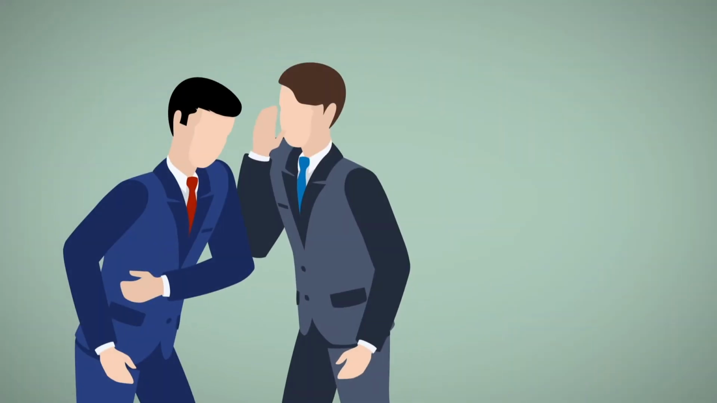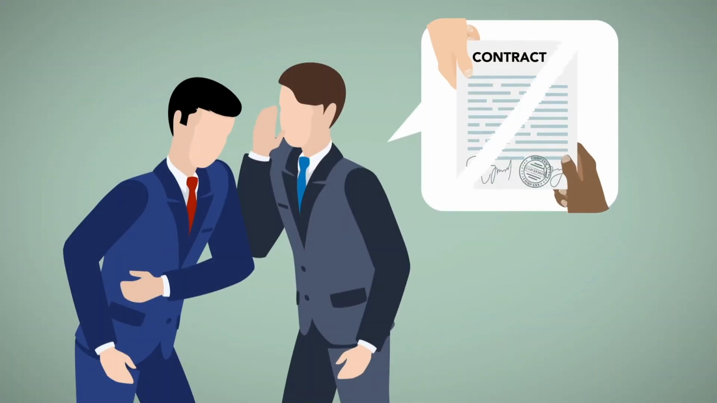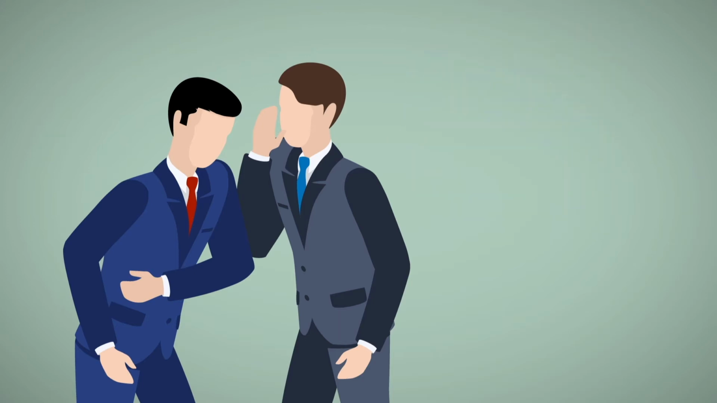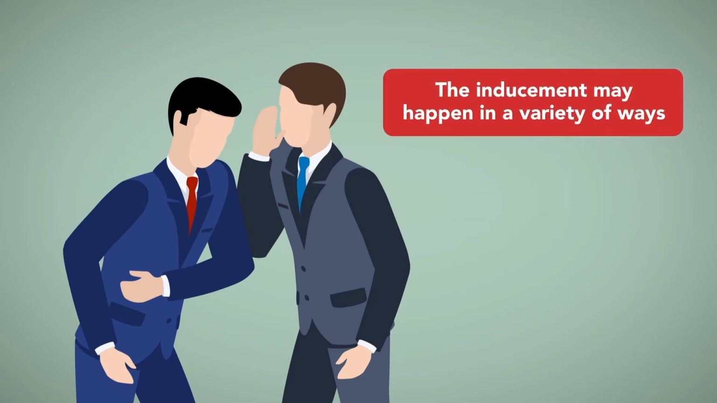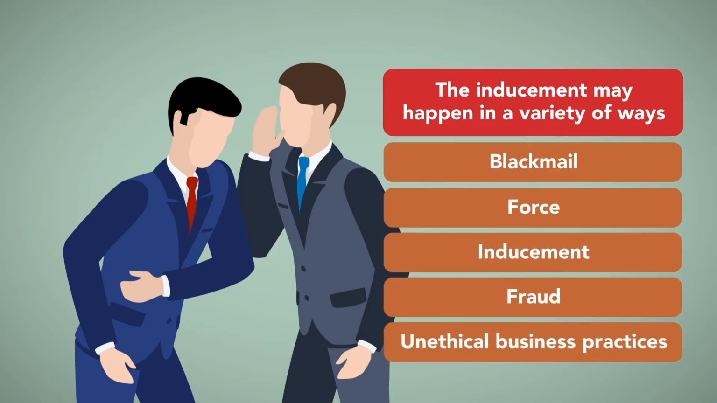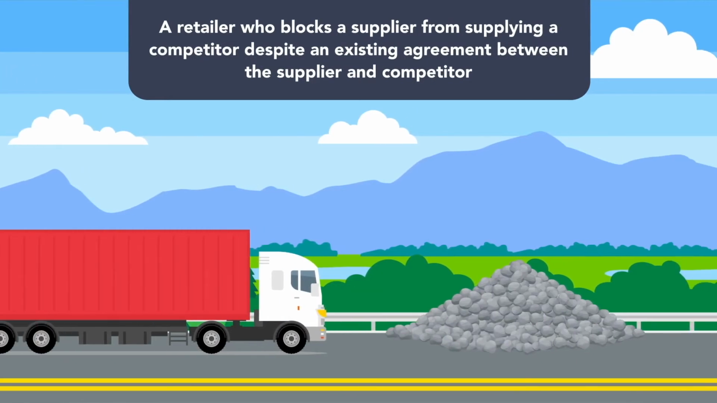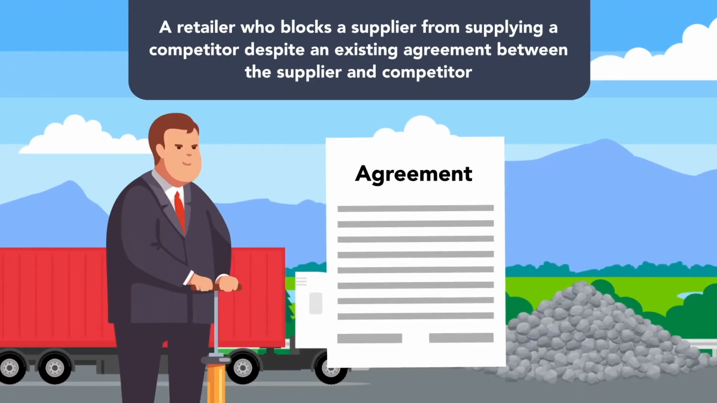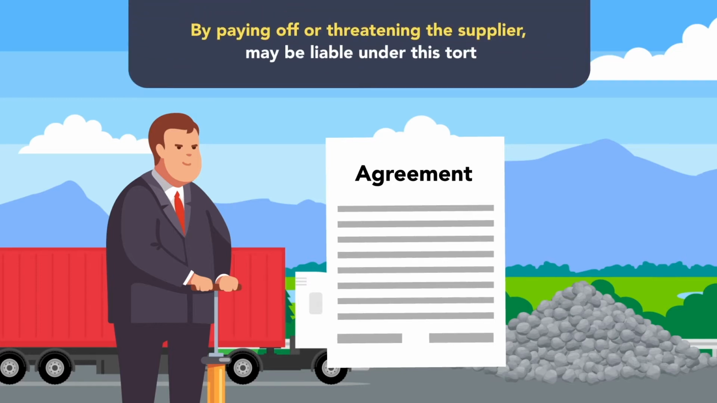Usually, it occurs when one party induces or encourages another to breach a contract with someone else. The inducement may happen in a variety of ways, including blackmail, force, inducement, fraud, or unethical business practices. For example, a retailer who blocks a supplier from supplying a competitor, despite an existing agreement between the supplier and competitor, whether by paying off or threatening the supplier, may be liable under this tort.